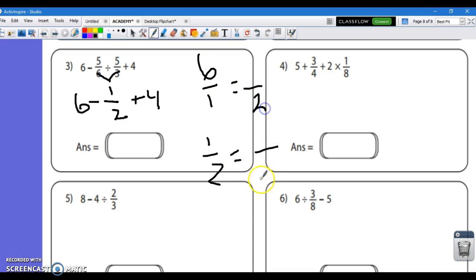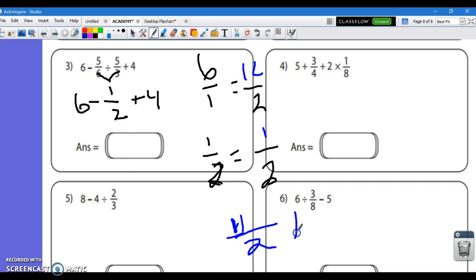Bottom number will be 2. Let's divide. 1 goes into 2 2 times. 6 times 2 is 12. 2 will go into 2 1 time. 1 times 1 is 1. So it's a subtraction problem. So 12 minus 1 is 11 over 2. Don't worry about it being improper right now because you still have to mess with this 4.